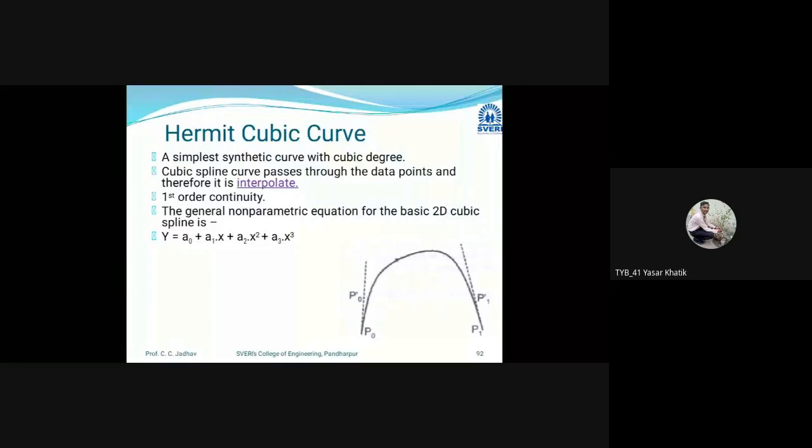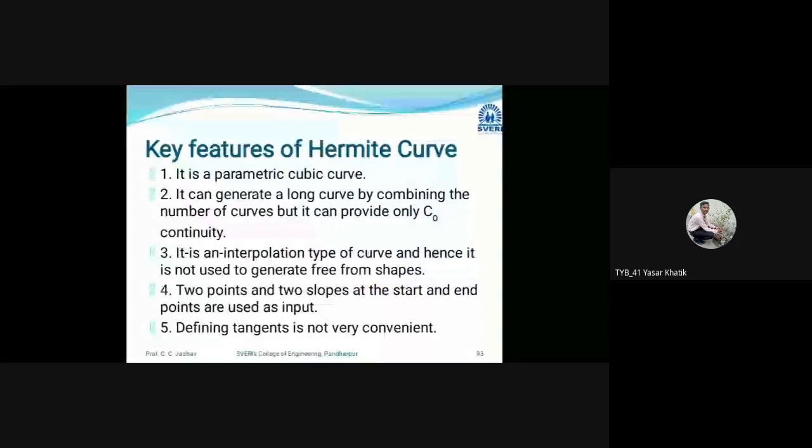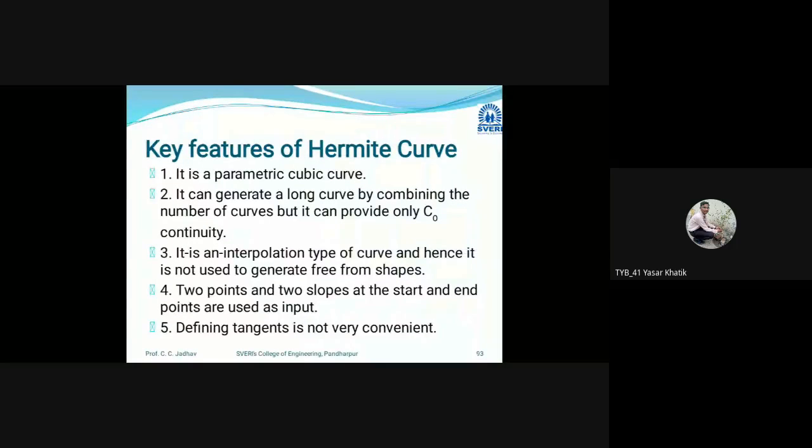If you increase the control points, you will get more constants and equations. So this is about the first one, the Hermite cubic curve, and it has some key features: it is a parametric cubic curve. It can generate a long curve by combining a number of curves, but it can provide only C0 continuity. It is an interpolation type of curve, and hence it is not used to generate free-form shapes. It has some drawbacks, so we cannot use it to generate free-form shapes.